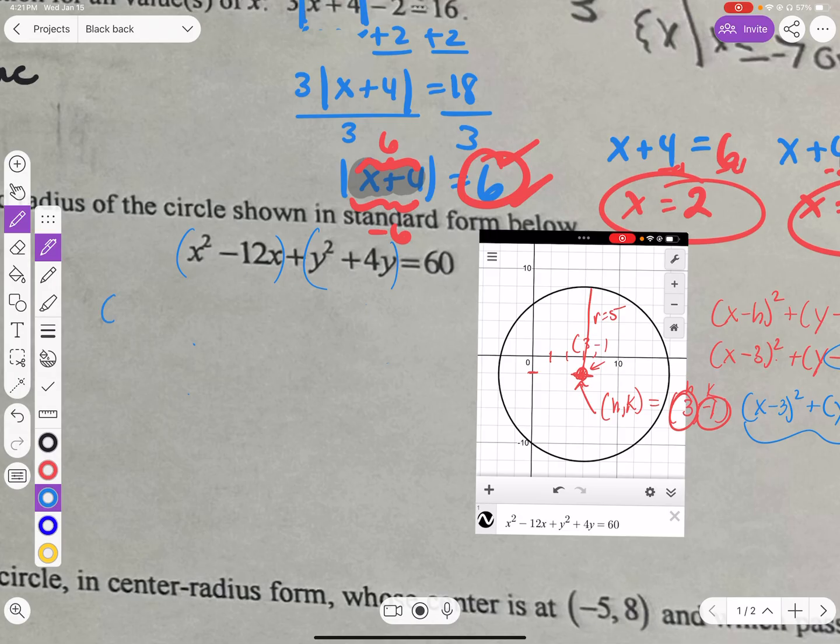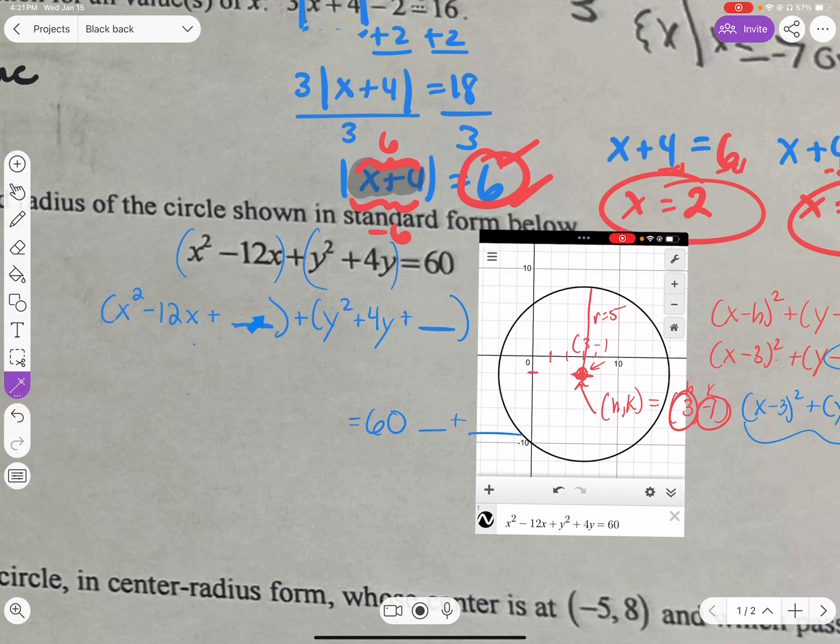And truth be told, we've done one like this before, and I said, hey, kind of write it this way, plus some blank, because we're going to add a number here. We're going to complete the square on this. And we got to complete the square on this one as well. And then we've got this 60 over here on the right-hand side. And we're going to have to compensate for what we add here. We're going to have to add to the other side of the equation. What we add in that spot, we'll have to add here.